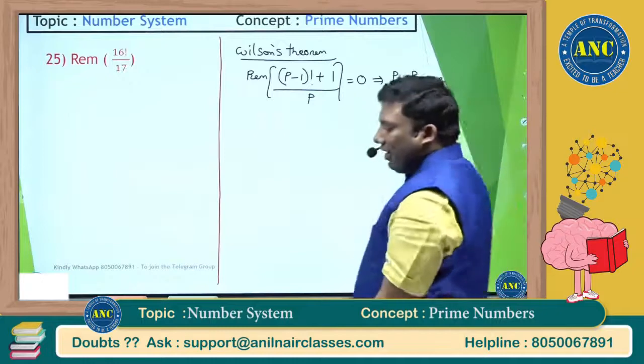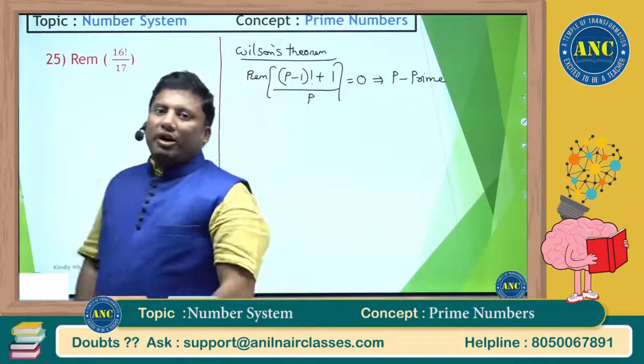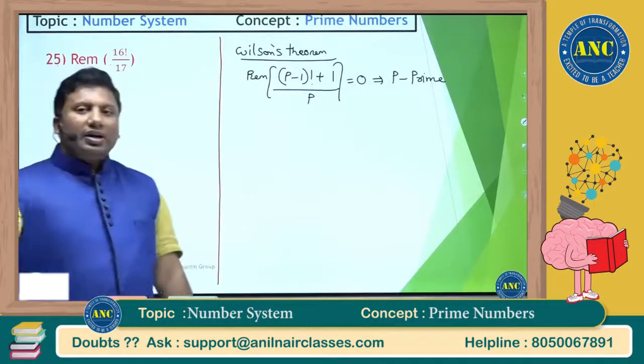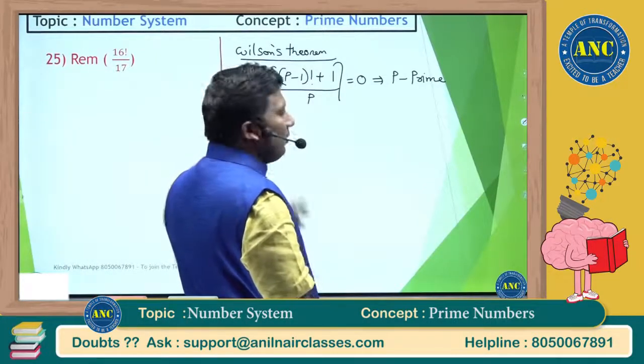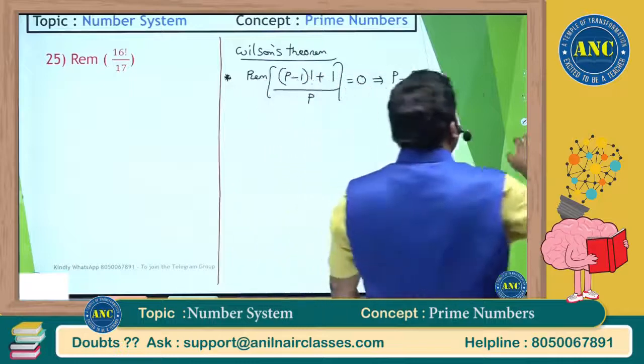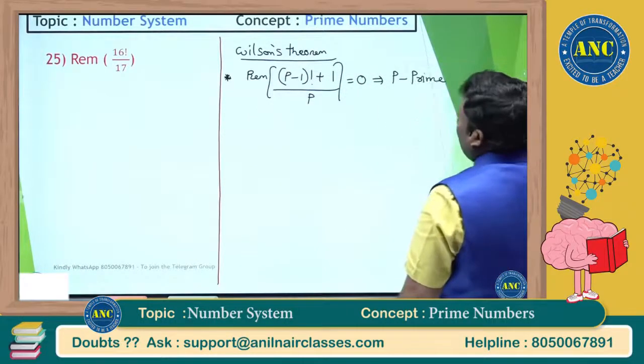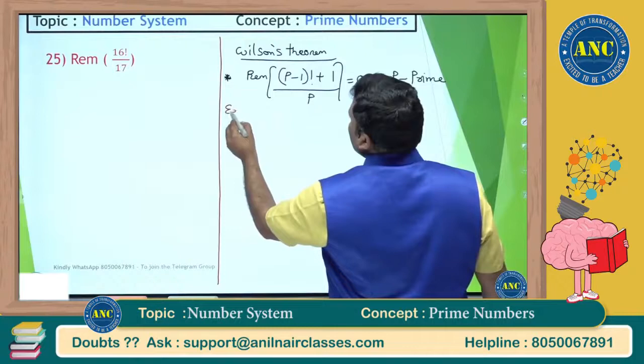(p minus 1) factorial plus 1, when divided by p, the remainder is 0 when p is a prime number. Extremely important key points. Very, very important key point. Let me take some examples.